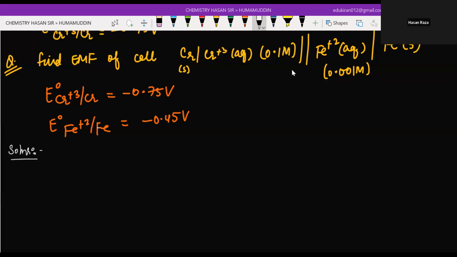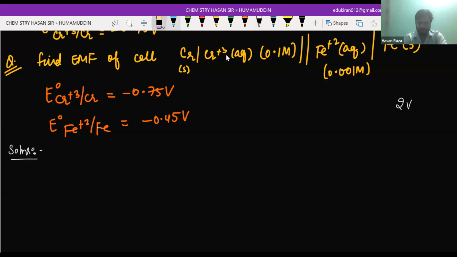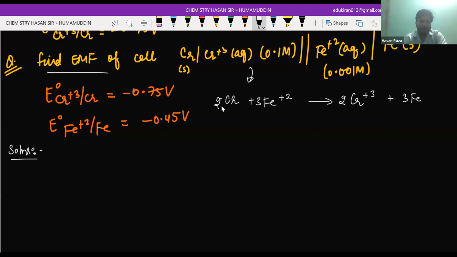So is it 2? I'm not sure. Are you saying 2 volt? Yes, sir. Okay. No, I don't think it is 2. First of all, we need to calculate the EMF of the cell and the representation is given. So with the help of the representation, I'm going to write the reaction. So this will be the balanced reaction, yes or no? Yes, sir. I forgot to do this.